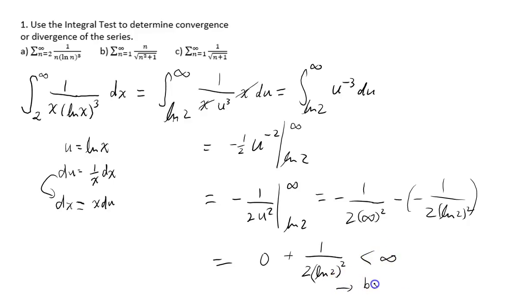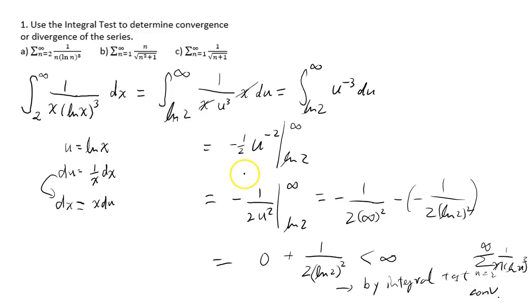So by the integral test, this series, n equals 2 to infinity of 1 over n times ln of n cubed, converges. So that's your conclusion.